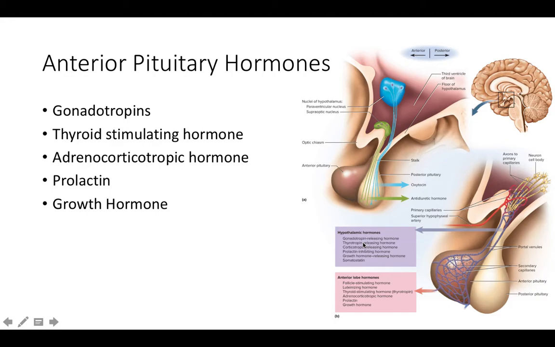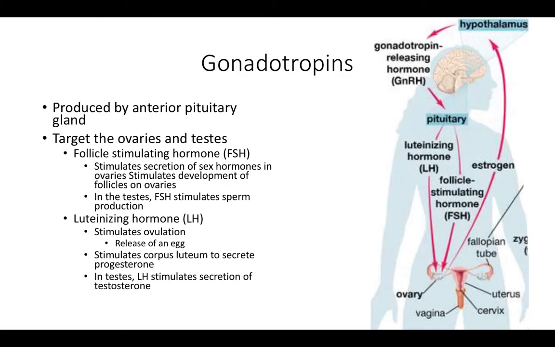Adrenocorticotropic hormone, that's a mouthful. I'm going to give you some nice veterinary examples of how that hormone comes into play. Prolactin, so if you're a dairy student, you have heard all about prolactin. And then growth hormone we'll talk a lot about because it's produced in the greatest numbers.